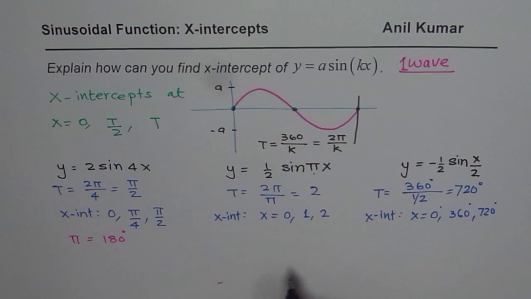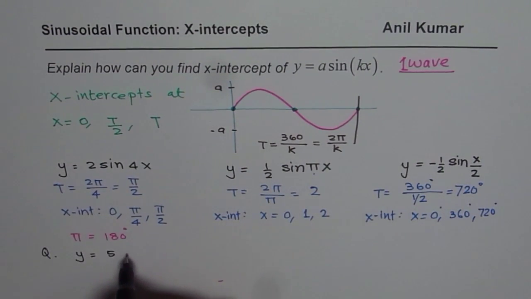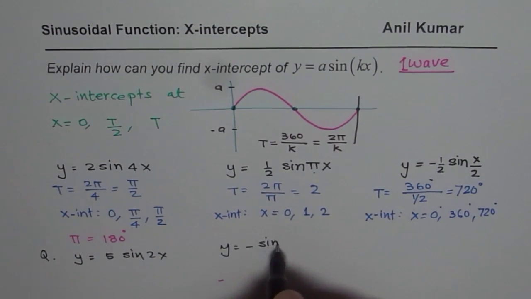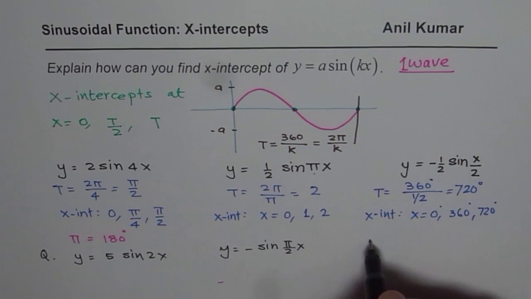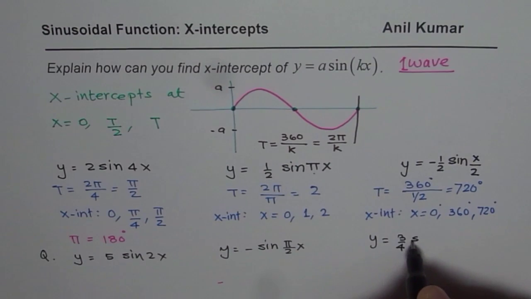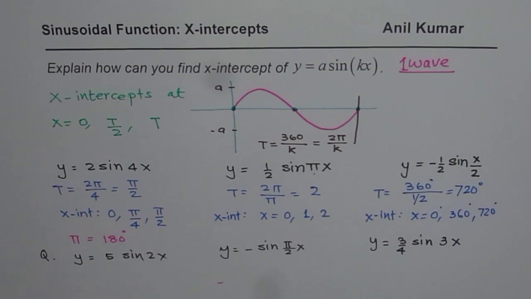So let me give you some practice questions now. The questions for you are y equals 5 sine 2x, y equals minus sine pi by 2 x, and we can say y equals 3 by 4 sine, so let's write this as 3x, correct, that's fine. So these are your three functions. Find x-intercept for these functions.